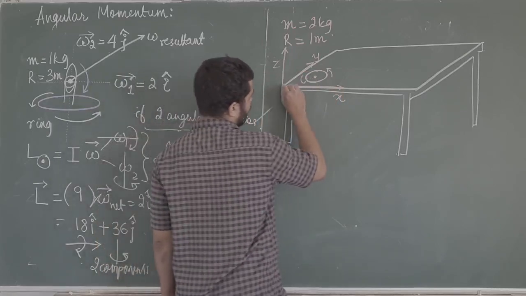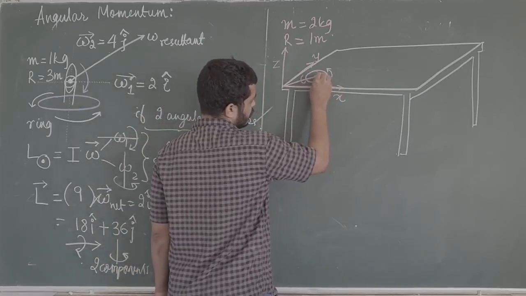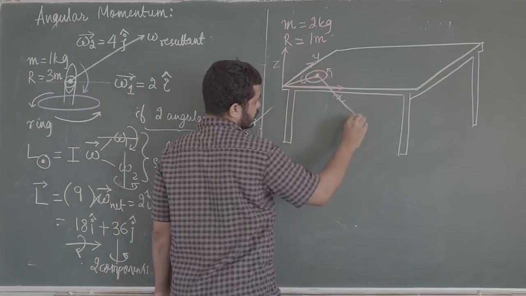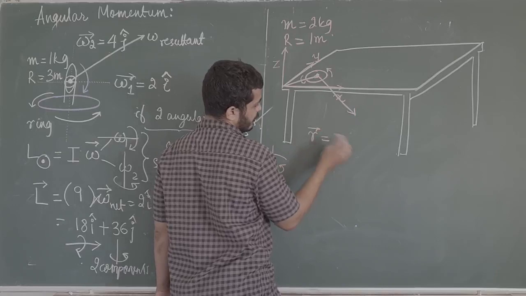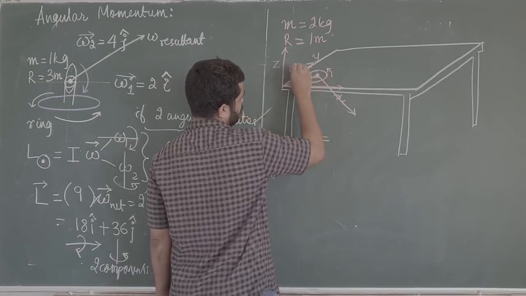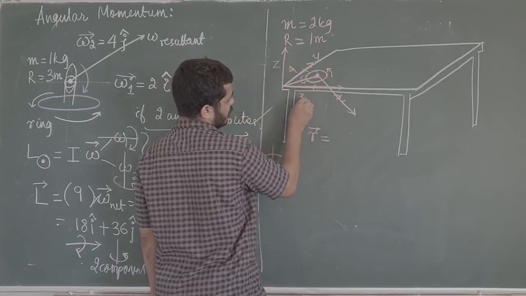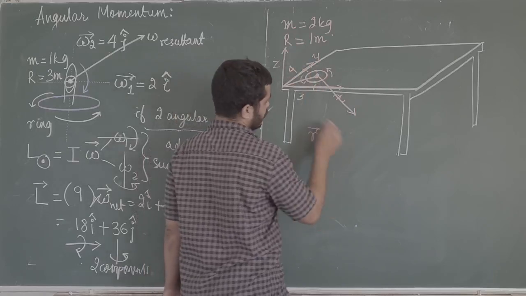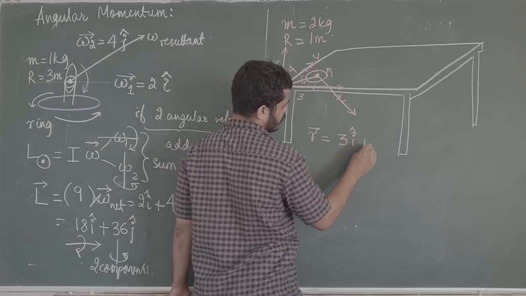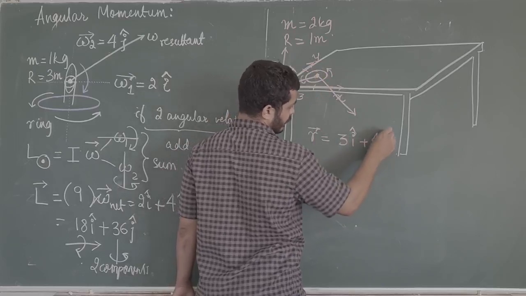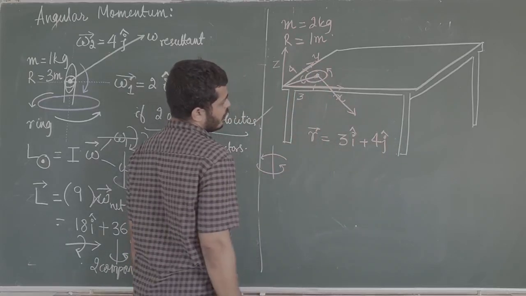In addition to that, when the disc is over here, the disc is going in this direction. Let us say the position of the disc is at a distance of around 4 and this distance is 3. We're using simple values, so it is 4 along the y-axis and 3 along the x-axis. That is 3i plus 4j. That's the position.